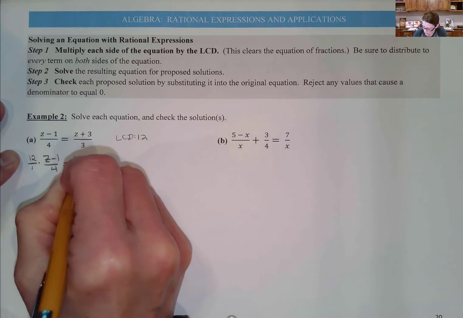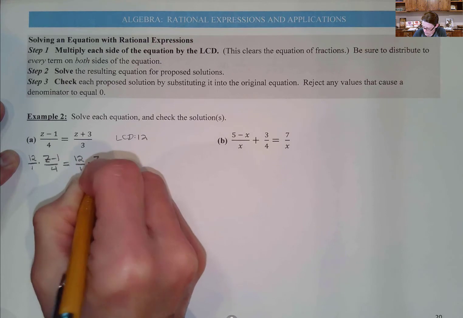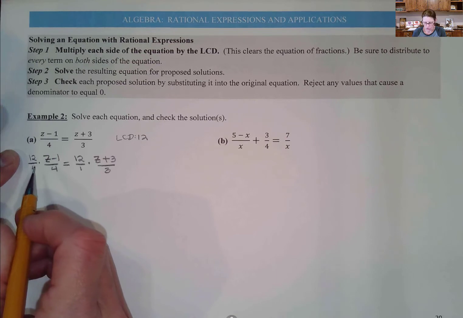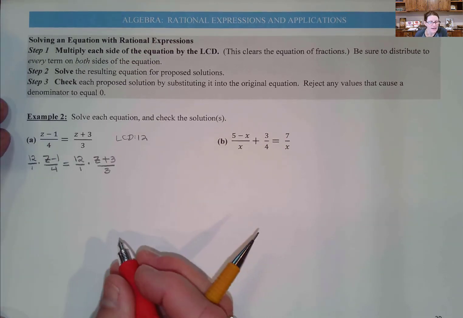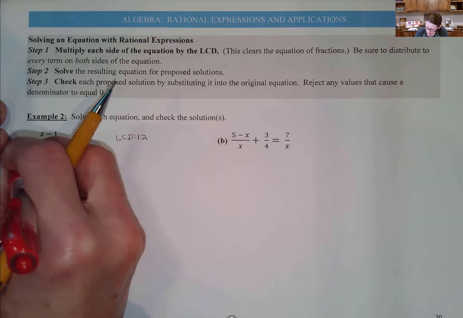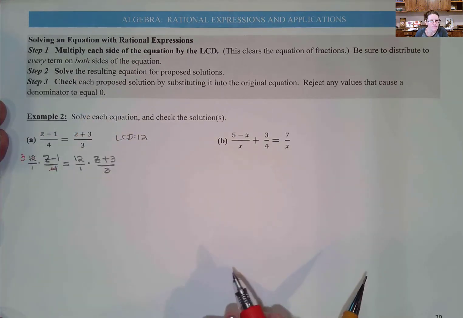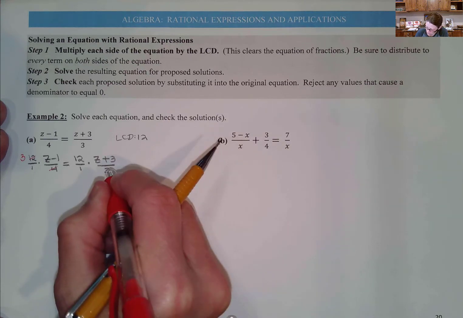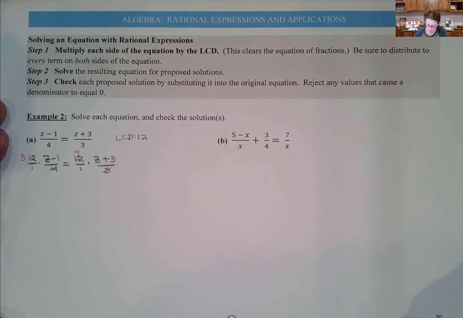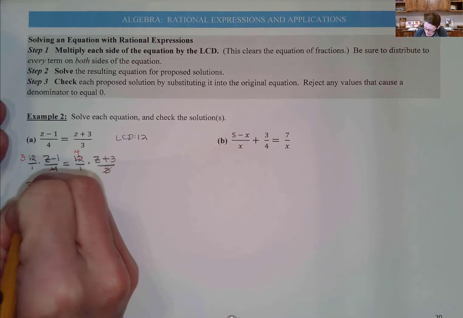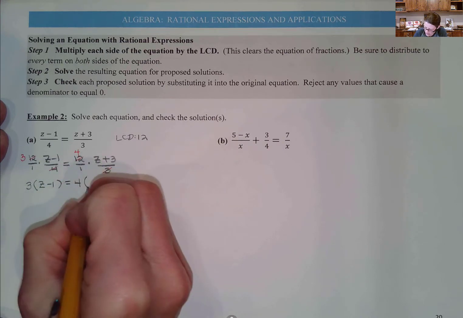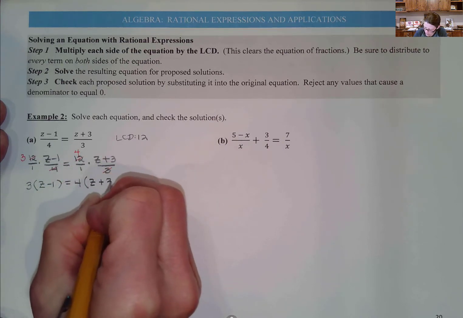That's equal to 12 times the right. And notice I've written 12 as 12 over 1, just so I can see that that's in the numerator. Now let's divide before multiplying. 4 divides into itself once and into 12 3 times. On the right-hand side, 3 divides into itself once and into 12 4 times. This gives 3 times (z minus 1) is equal to 4 times (z plus 3).